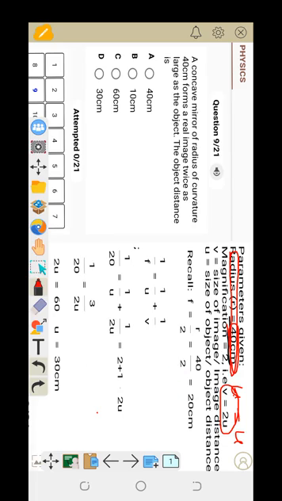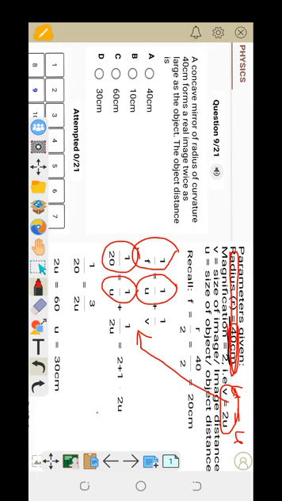Initially we have known our F as 20. So substituting into the formula, 1 over 20 is equal to 1 over U, which we don't know yet, plus 1 over V. Don't forget that our V is 2U, so we have 1 over U plus 1 over 2U. Looking for the LCM of U and 2U, the LCM is 2U.